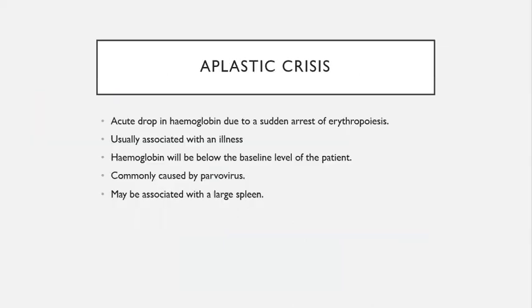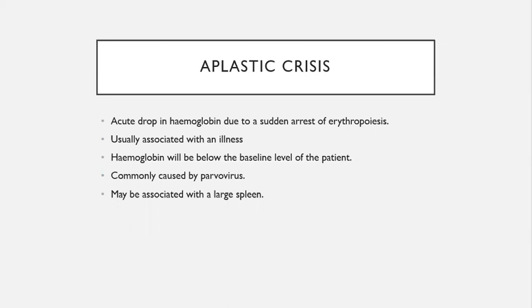The next one that we'll be talking about is the aplastic crisis. So this is an acute drop in the hemoglobin due to a sudden arrest of erythropoiesis. It is usually associated with an illness, so patients may present with this prodrome of fever, coughing, malaise, and myalgia. The hemoglobin will be well below the baseline level of the patient. It is commonly caused by parvovirus.